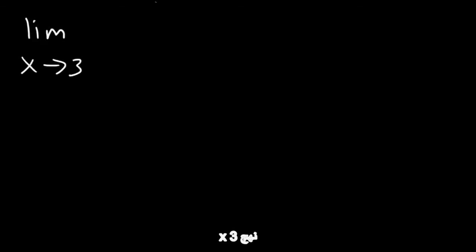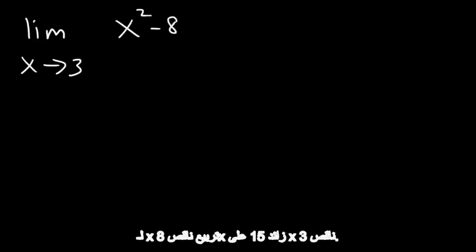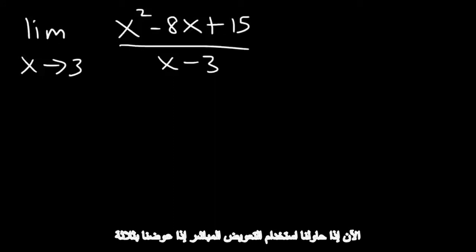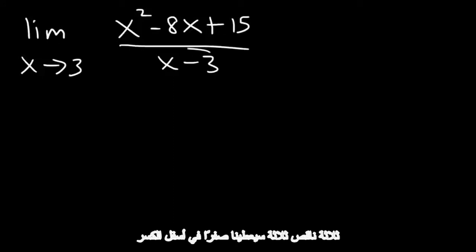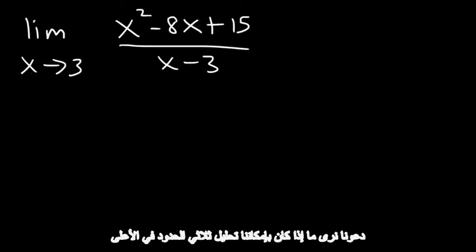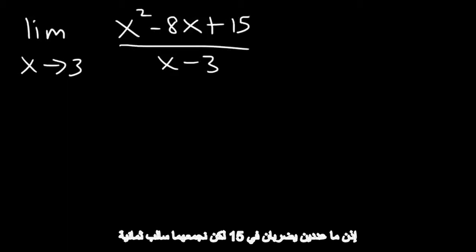Now what about this one? What is the limit as x approaches 3 of x squared minus 8x plus 15 divided by x minus 3? Now if we try to use direct substitution, if we plug in 3, 3 minus 3 is going to give us a 0 in the bottom of the fraction, which will make it undefined. So therefore we don't want to do that. Let's see if we could factor the trinomial on top. So what two numbers multiply to 15 but add to negative 8?